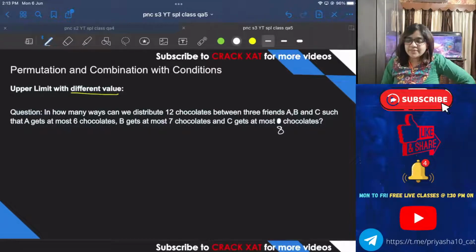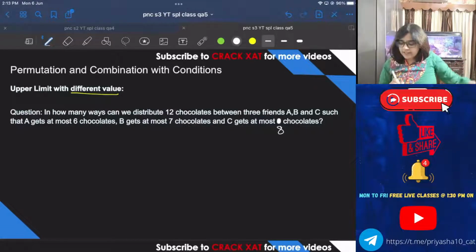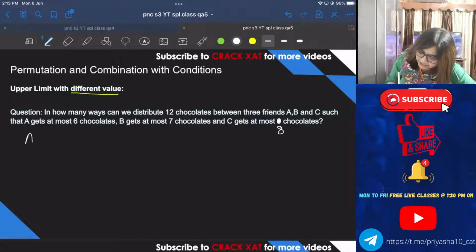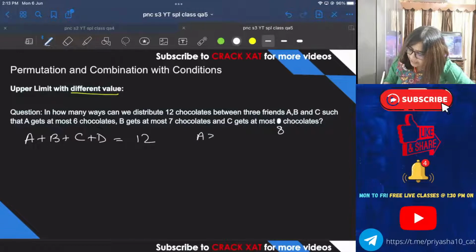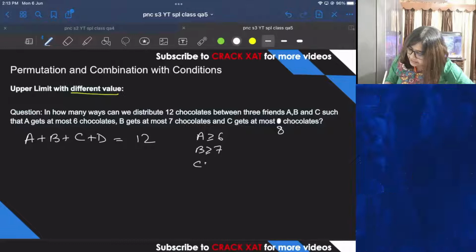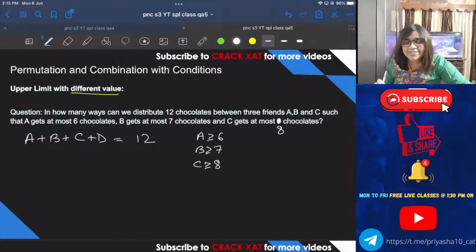शुरू कर दें क्या? टाइम ज्यादा नहीं है हमारे पास. 15 minutes are left. So what we'll be doing right now is taking the same condition, A plus B plus C plus D is equal to 12 chocolates. Condition is A should be at most 6, B should be at most 7 and C should be at most 8. ओके, नमन, सेतु, अविनाश, आई होप आप लोगों ने खुद सॉल्व किया है.